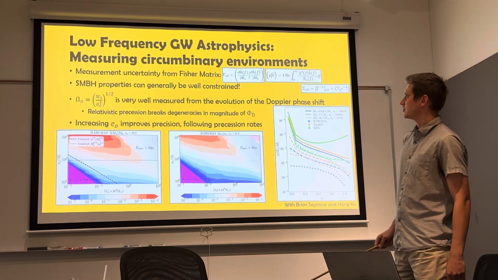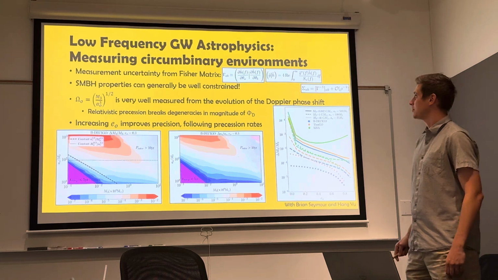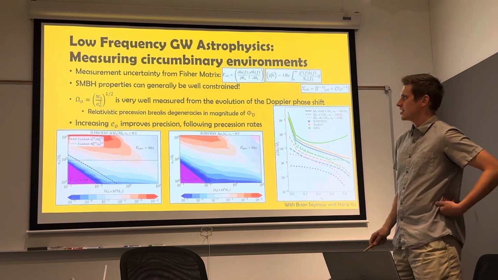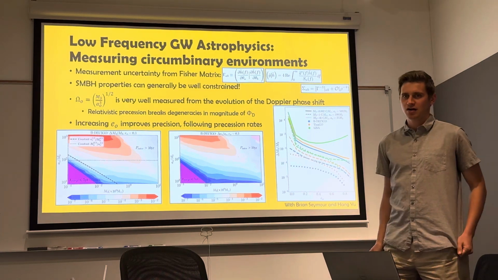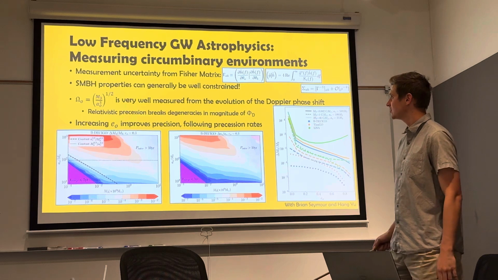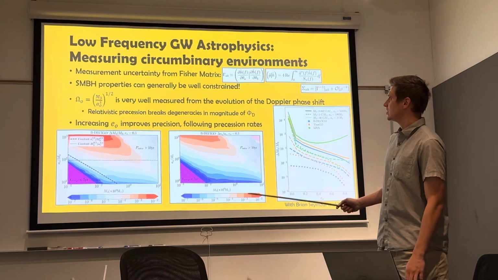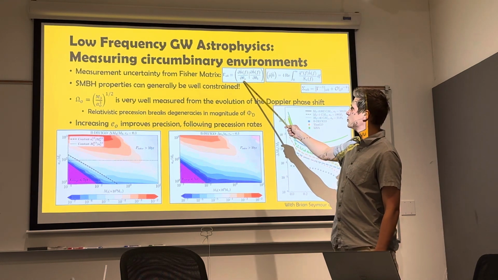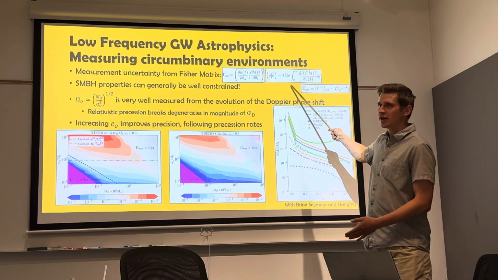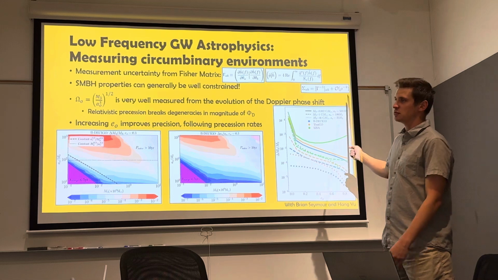Okay, so what sort of measurement uncertainties did we get? We lost all my animations, but that's okay. So in this calculation, we just quantified the measurement uncertainties using a simple procedure called the Fisher matrix, which essentially looks at how sensitive the waveforms are to some parameter, theta sub a, computes a noise-weighted inner product, and then inverts this matrix.